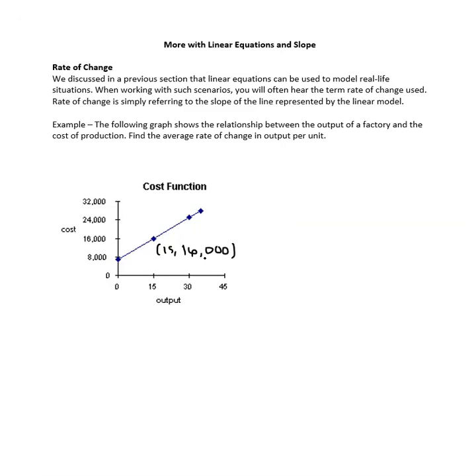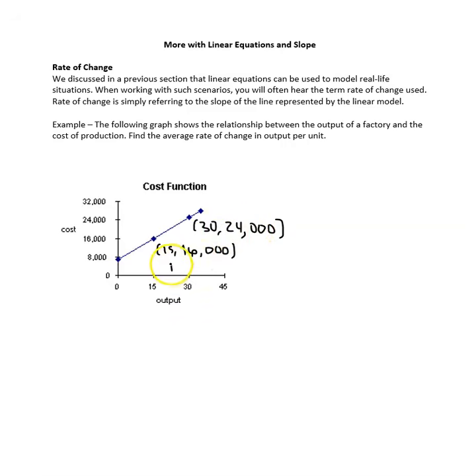Now, I don't really know what I'm producing, what kind of unit. It could be cars, it could be bicycles, it could be some type of a training program where you're producing police recruits, but we're producing something, and 15 of those units is going to cost us $16,000. Then we have this point here, which has an x value of 30 and a y value of 24,000. So again, the cost to produce 30 units, whatever those units are, is going to be $24,000.